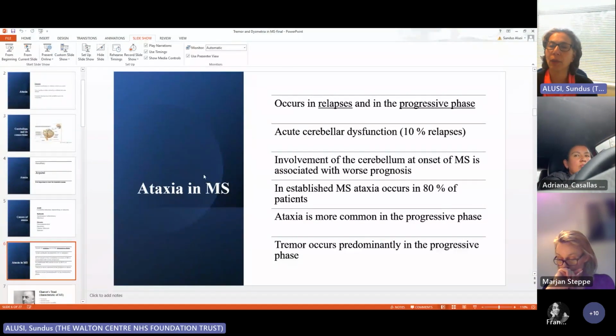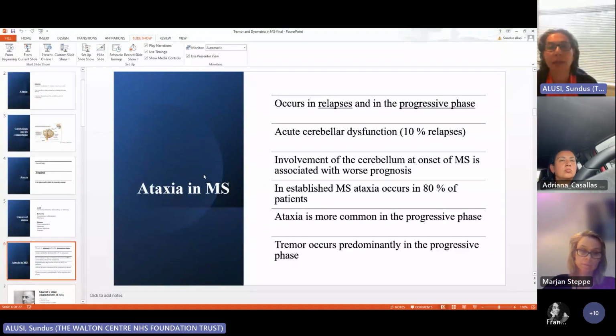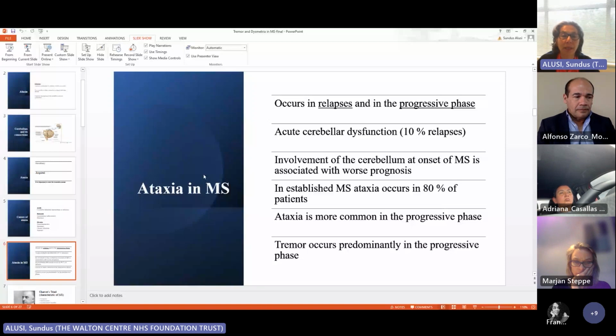So in multiple sclerosis, the ataxia can happen, as we said, acutely because of a demyelinating plaque in the cerebellum or in its connections. Contrary to tremor, ataxia itself can be present during an acute relapse. We'll come to tremor in a minute, but tremor is more of a chronic, progressive disease feature. So ataxia can occur in a relapse and can also occur in the progressive phase.